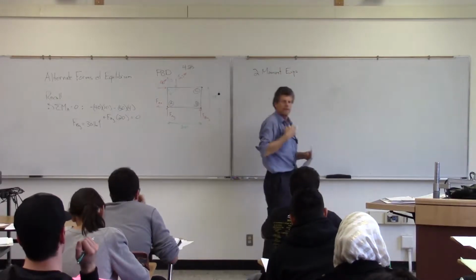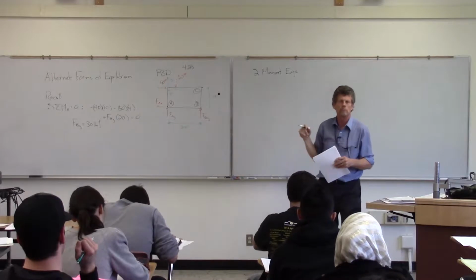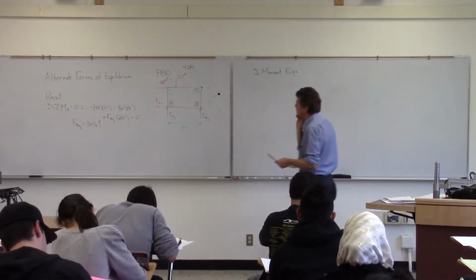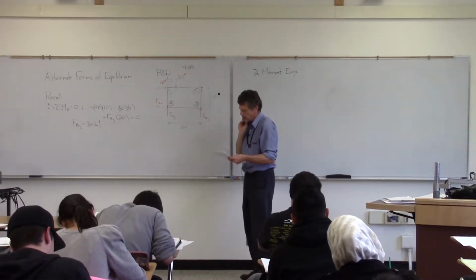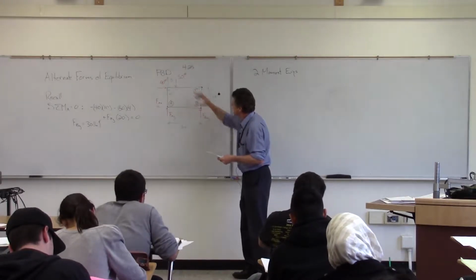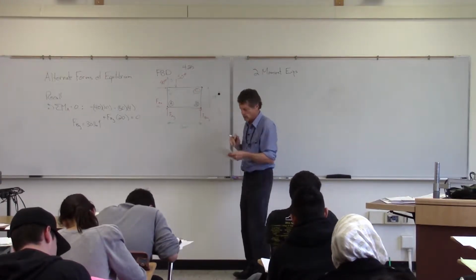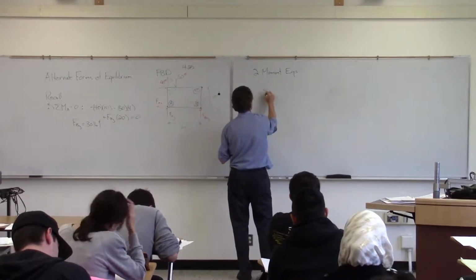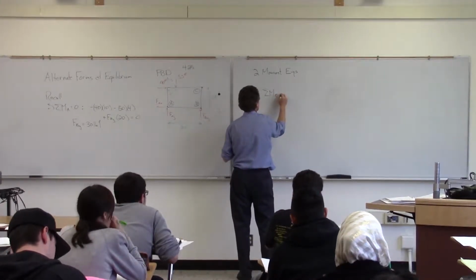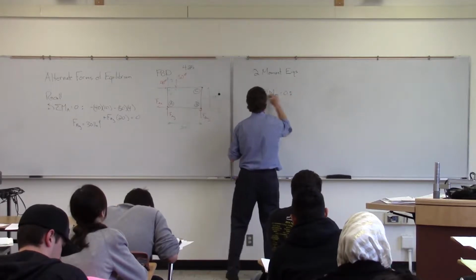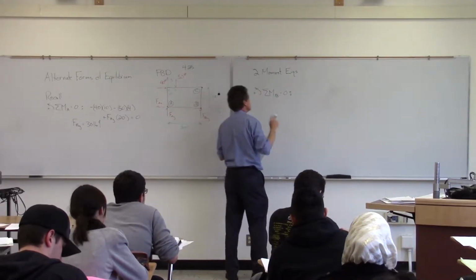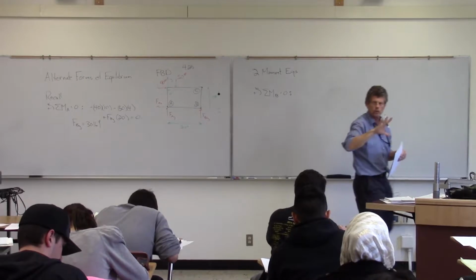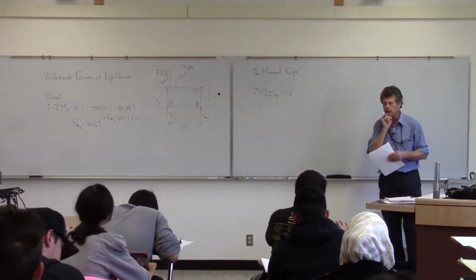Another alternative approach is just using two moment equations. So what we want to do is pick another place to take a moment equation, and again, try to find something that we have dimensions to and that sort of thing. In this particular case, let's take it at B. So it's equal to 0. I'm going to choose the positive convention for this scalar equation here.